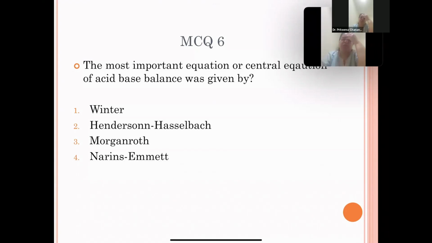Reshmita Devi. Good, Reshmita. Okay, we have only one. Okay, option 2 is the answer. Pavani, everybody answered option 2.